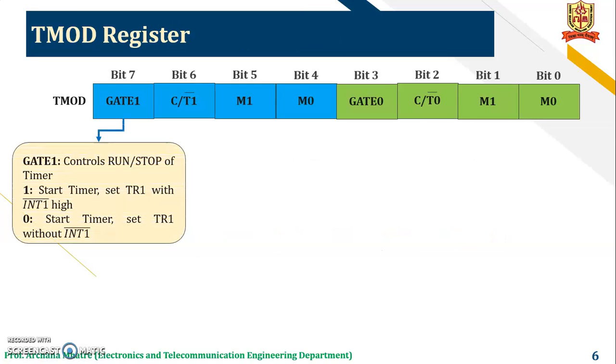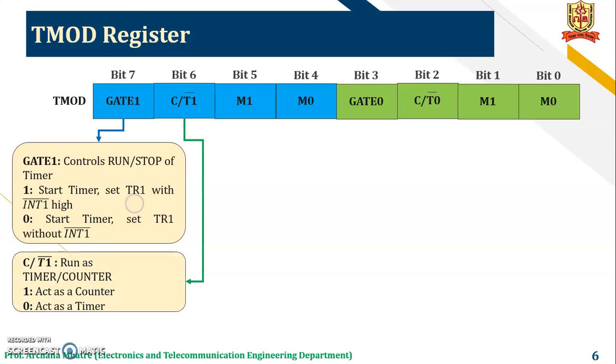Now the first is the GATE bit for Timer 1. It controls run or stop of the timer. If it is 1, then start the timer by setting the TR1 bit. The TR1 bit is in the TCON register, and the timer runs when INT1 bar, that means external interrupt 1, is high. Now if the GATE bit is 0, then start the timer by setting the TR1 bit in the TCON register, and it will not consider the status of external interrupt 1 bar.